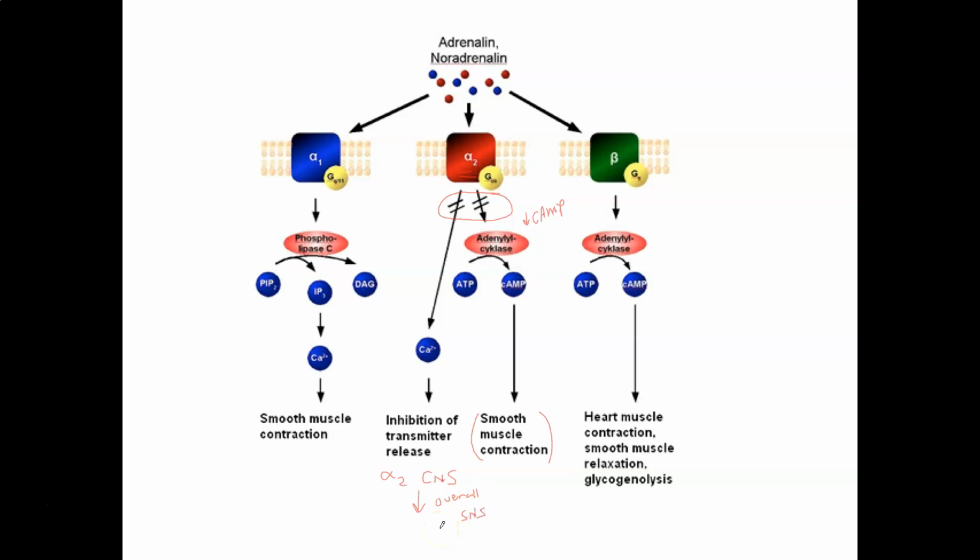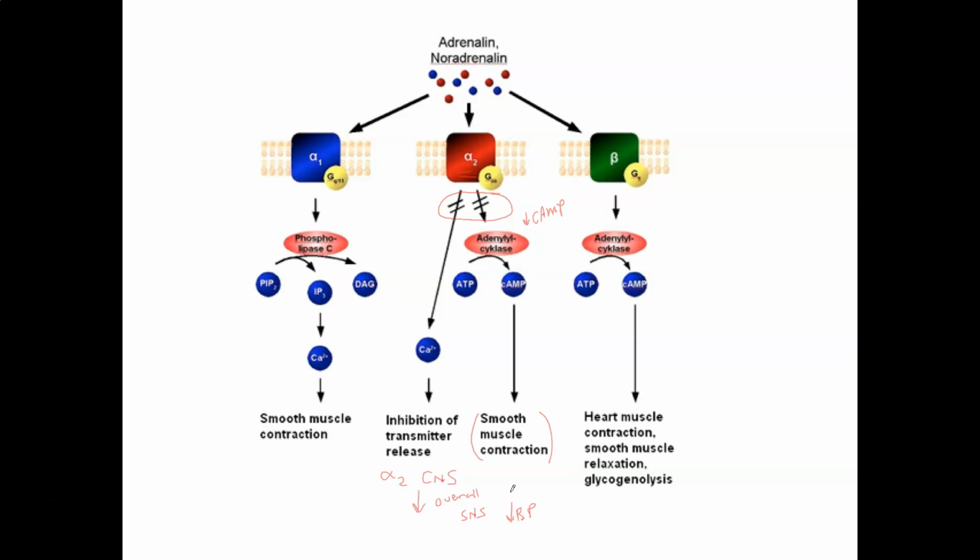So medications that work through alpha 2s can decrease your sympathetic control, and that can give you a decreased blood pressure response. They've also used some medications that interact with alpha 2s for ADHD control. So there are some interesting pharmaceuticals out there for these alpha receptors.